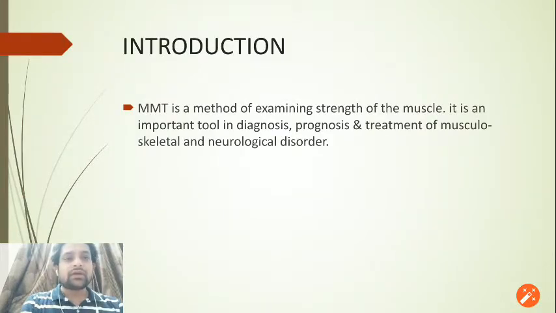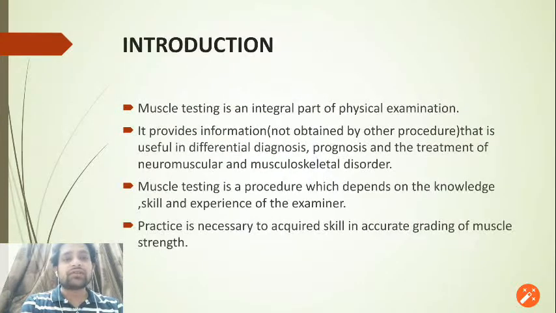MMT is a method of examining the strength of the muscle and it is an important tool in diagnosis, prognosis and treatment of musculoskeletal and neurological disorders. So that means manual muscle testing or MMT is mainly used to examine the strength of muscle, that means muscle power, and it can help the therapist in diagnosis, prognosis and treatment of musculoskeletal and neurological disorders.